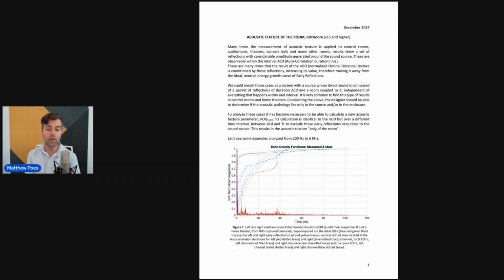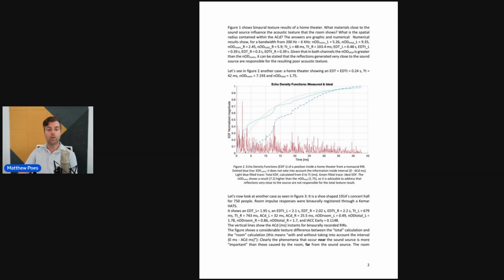Its calculation is identical to the normalized ordinal distance, but over a different time interval between ACD and TT to exclude these early reflections very close to the sound source. This results in the acoustic texture only of the room. And so you can look at different values like we were, you can compare them. By the way, I was doing mine between 200 hertz and 8 kilohertz. He's doing it 200 hertz to 6 kilohertz. For those of you who are wondering why, these calculations take a while to do. And if you do it over a very wide bandwidth, it gives you results that aren't really useful. They're not more meaningful. So widening the bandwidth doesn't make them better, but makes the calculations take even longer or even sometimes time out.